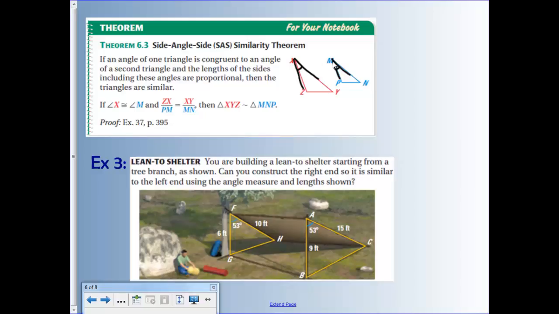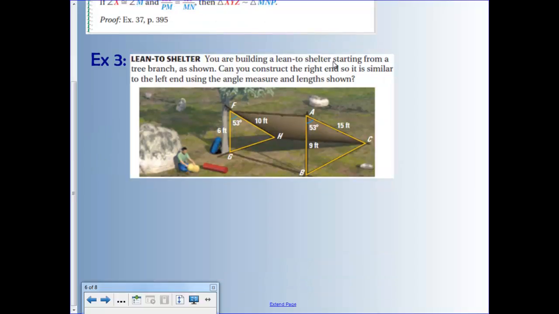Can you construct the right end so it is similar to the left end using the angle measures and the length shown? So, we want to know, are these two similar triangles here? Can I use angle, angle? Do I have two pairs of angles in here? Just one pair, so I can't use angle, angle. Can I use side, side, side? I don't have the third side, do I?